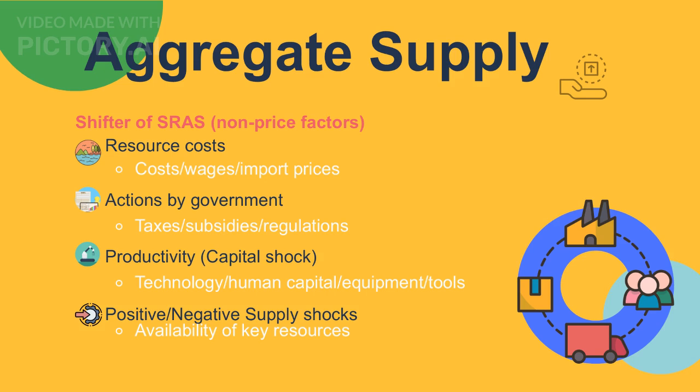Short-run aggregate supply can shift due to changes in resource costs, government actions, productivity, and supply shocks. Any change that makes production different at every possible price level will shift the SRAS curve. Events like these are called shocks because they aren't anticipated. For example, if the price of labor unexpectedly gets more expensive, in response to that shock, the SRAS curve decreases, shifting to the left.